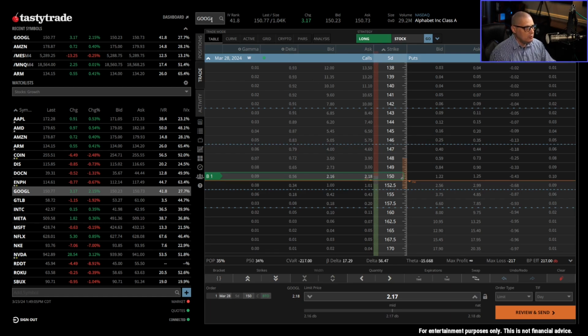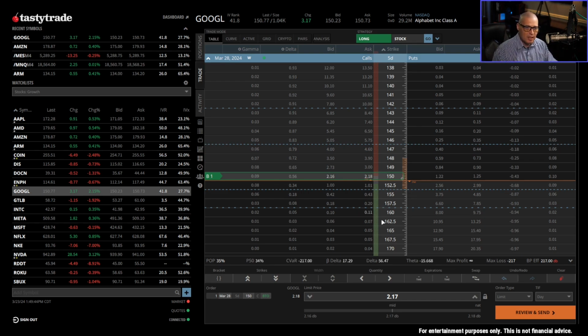But what if Google goes up $1? What if Google goes up from 150.77 to 151.77? Well, the price of my option is also going to rise in value. How much is it going to rise in value? Well, if its delta is 56, then the option price should also rise 56 cents. So my $2.17 option is going to become $2.73, if it rises by 56 cents. So that is delta.